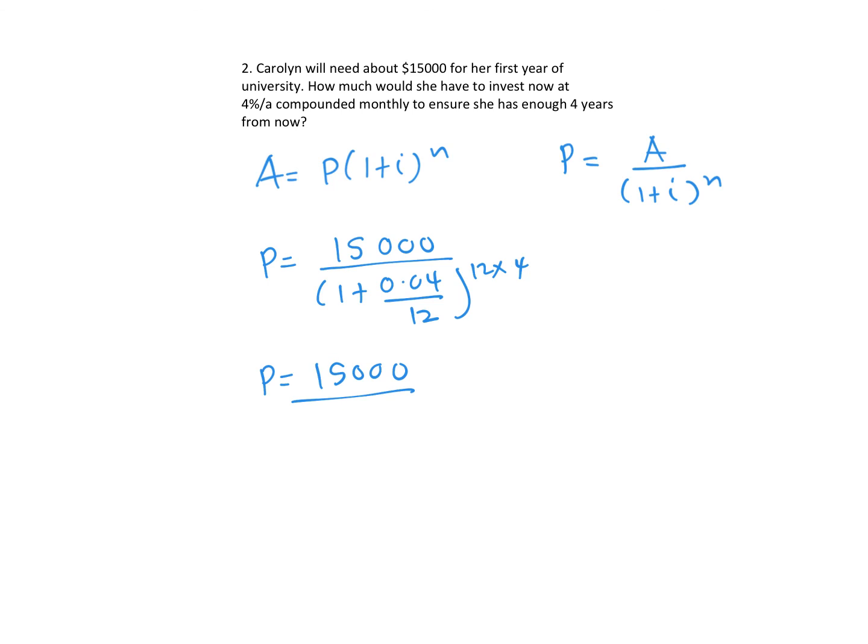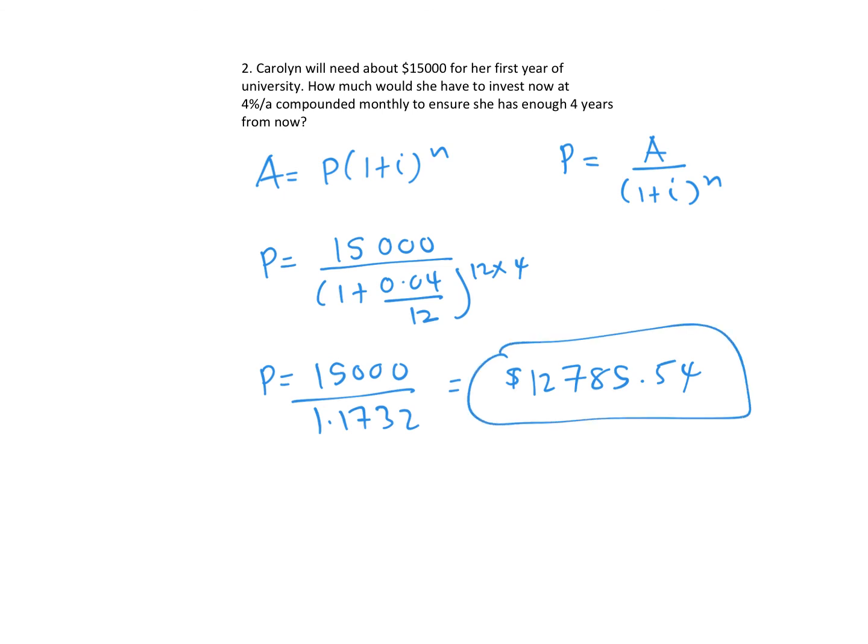So if I do this calculation in the denominator, I get 1.1732. You could always do everything in the calculator at once. Just make sure you're putting brackets in the right place. And then the final amount is $12,785.54. So she doesn't really need $15,000. If she puts this amount in the bank now and lets it sit there for 4 years, at the end she will have $15,000.